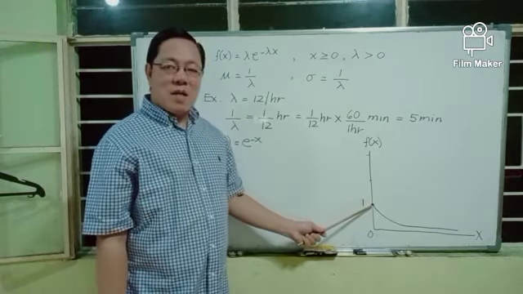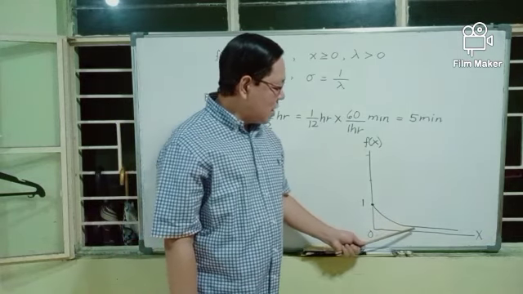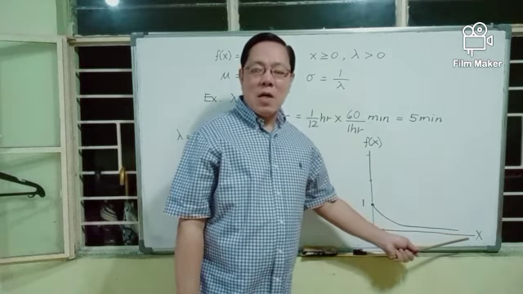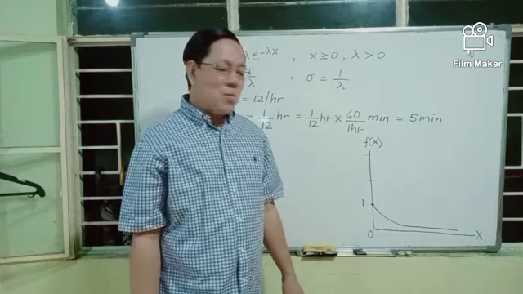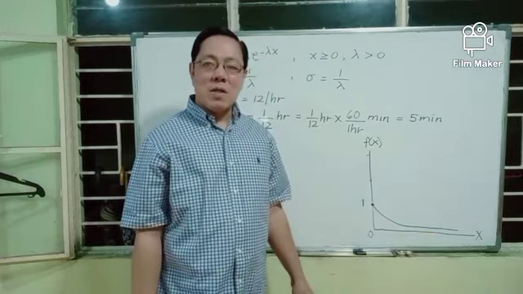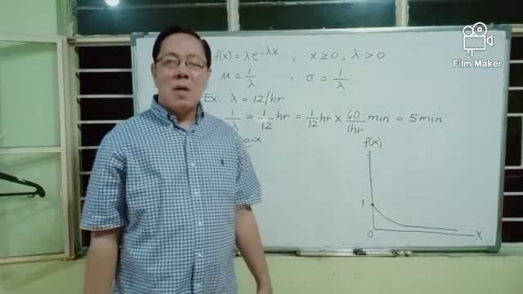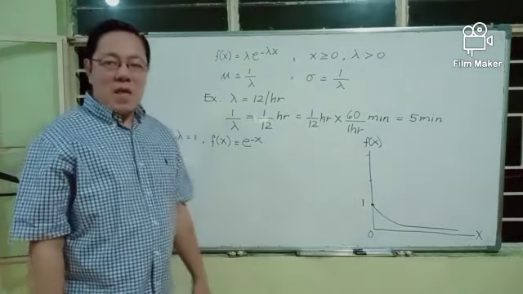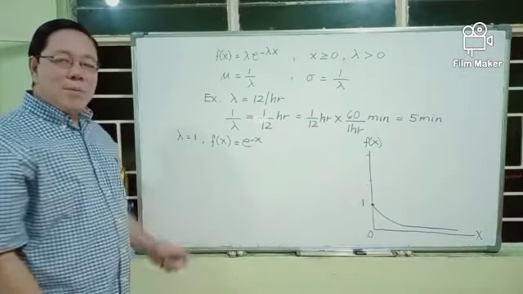The graph intersects the vertical axis at 1, and the graph decreases, approaching the horizontal axis but never touching it, which means that the x-axis is a horizontal asymptote for the graph of the probability density function for the exponential probability distribution. Next, we take lambda equals 2.